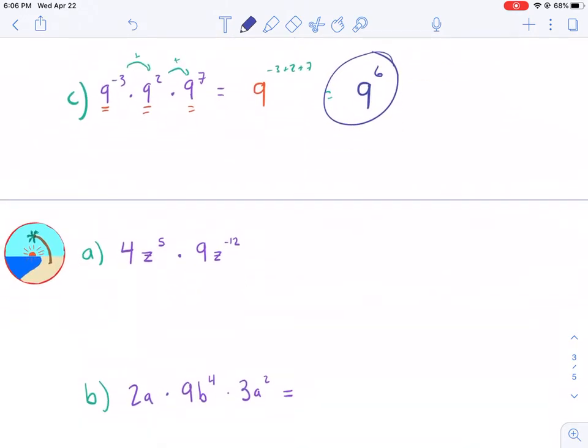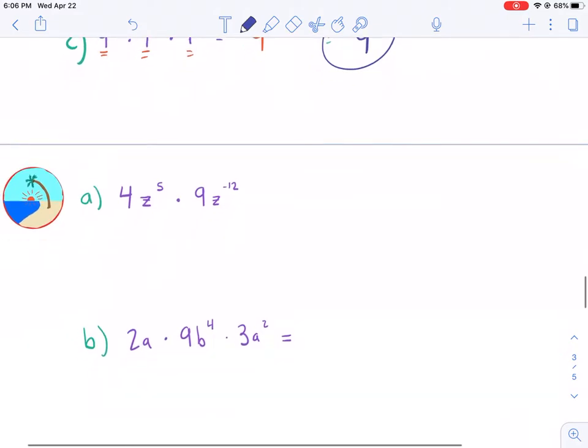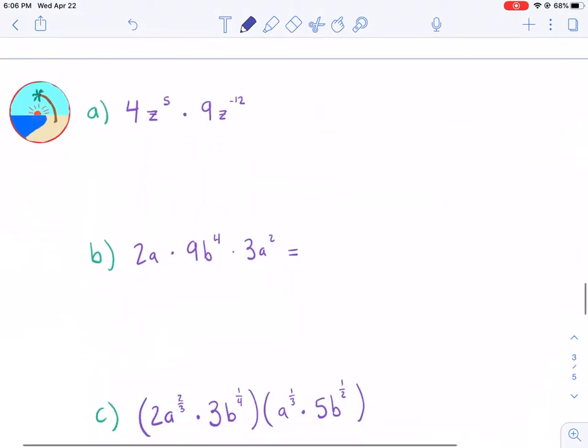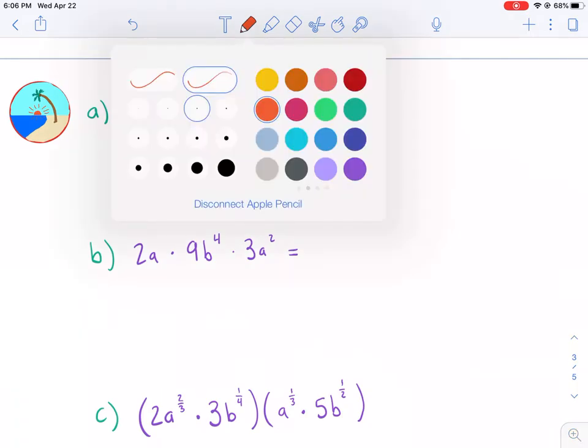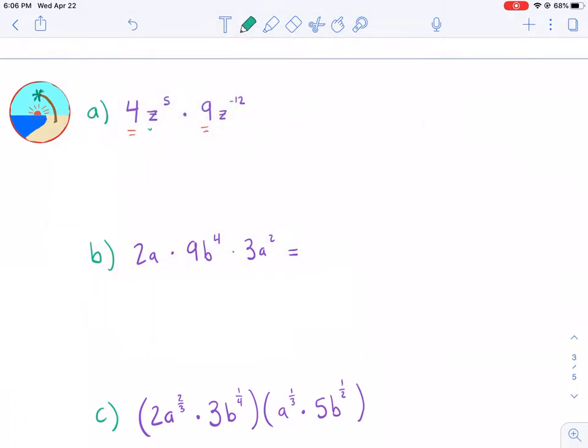The next set of examples are a little bit more tricky because now we have some coefficients mixed in. I assure you that the coefficients just make it a little bit more extensive, but nothing too complicated. So we have 4 and 9 as coefficients. I underlined them because we're going to be doing something with those later. And then we have our like bases with exponents, z to the 5th and z to the negative 12. I always start with the coefficients. I think that's the easiest.